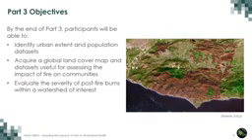Our learning objectives for this training include identifying urban extent and population datasets, acquiring a global land cover map, and datasets useful for assessing the impact of fire on communities, and evaluating the severity of post-fire burns within a watershed of interest.